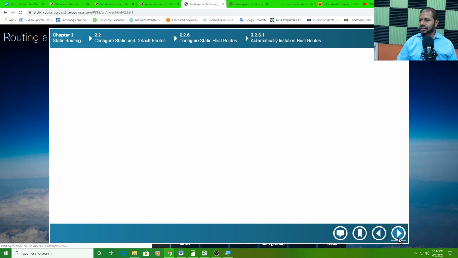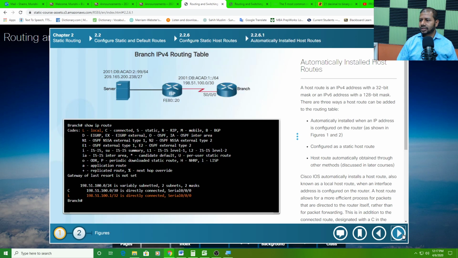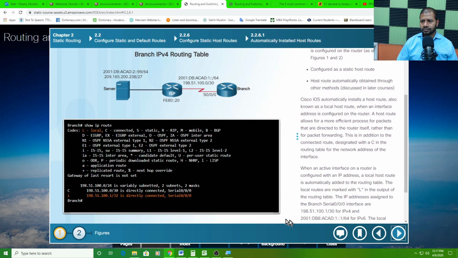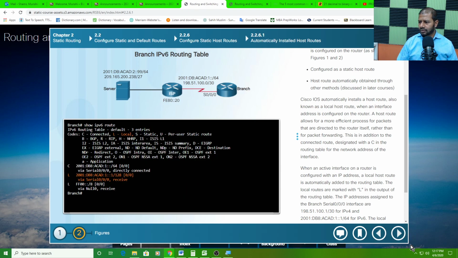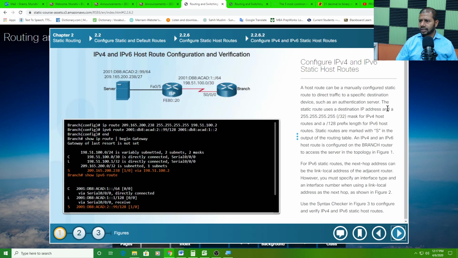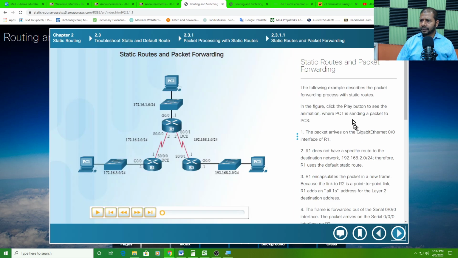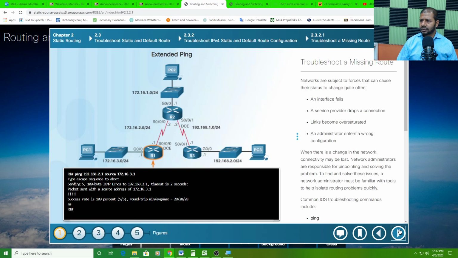Okay, Packet Tracer, automatically install host routes. I will just move on. Configure IPv4 and IPv6 static host routes. Move on there also. Static routes and packet forwarding. Move on there also. Okay, troubleshoot a missing route.